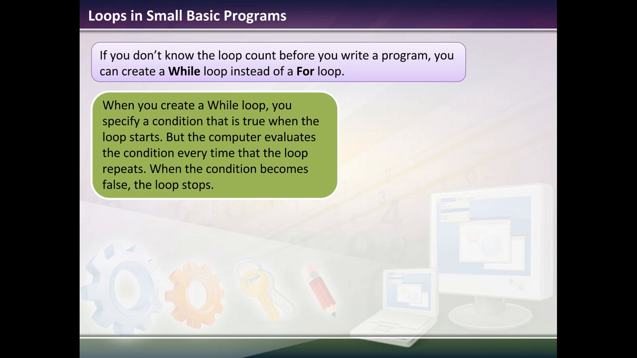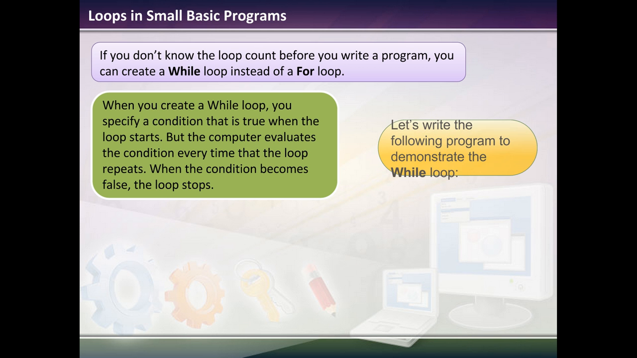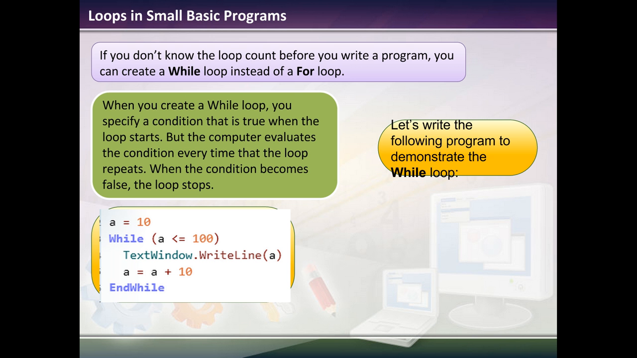If you don't know the loop count before you write the program, you could create a while loop for the for loop. When you create a while loop, you specify the condition that is true when the loop starts, but the computer evaluates the condition every time that the loop repeats. When the condition becomes false, the loop stops. Let's write the following program.